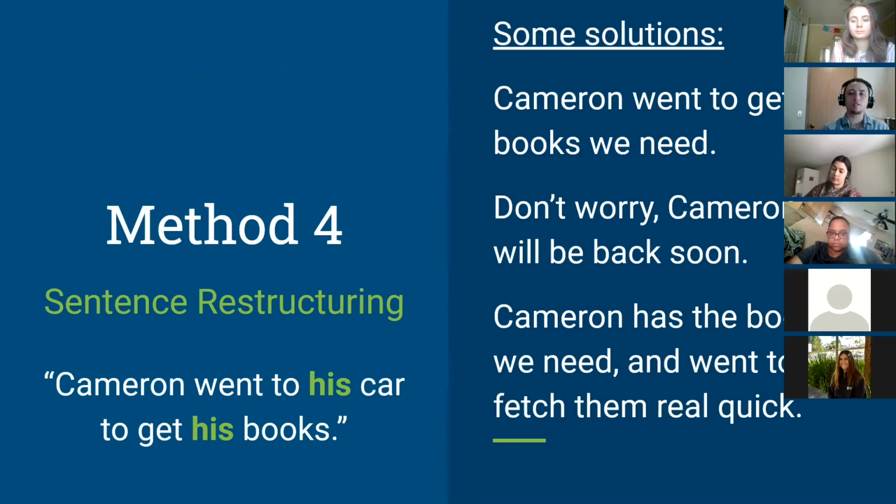So if the thing that's important are the books, Cameron went to go get the books we need. If the thing that's important is how long Cameron will be gone, well, don't worry, Cameron will be back soon. But if you need all of that information plus ownership, Cameron has the books we need and went to go fetch them real quick, right?